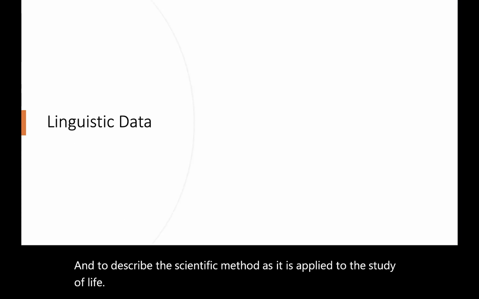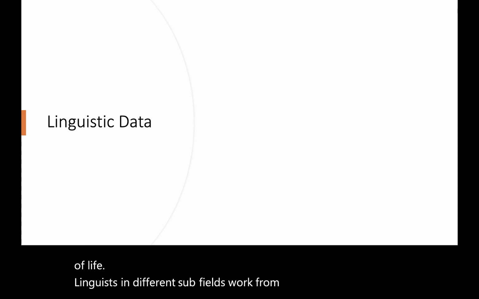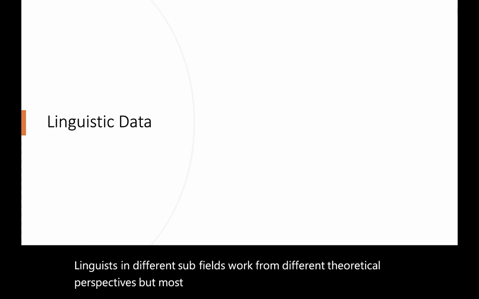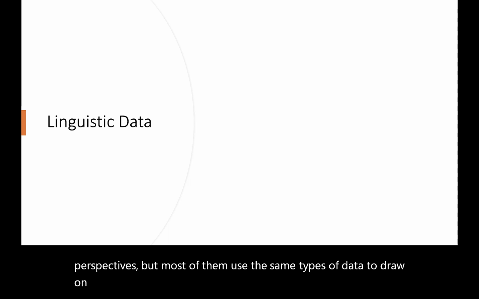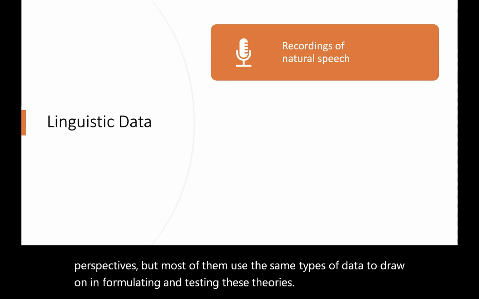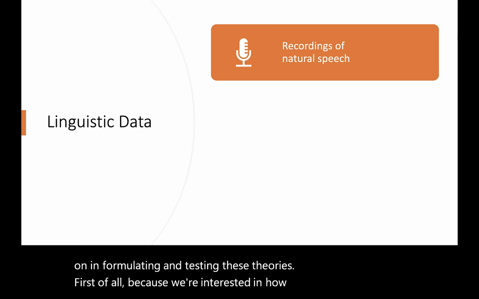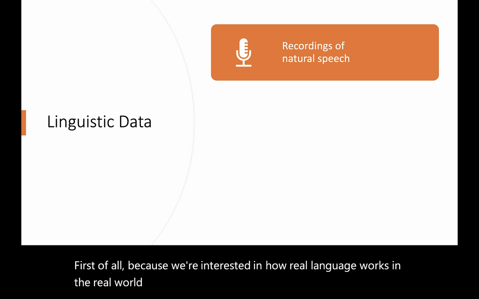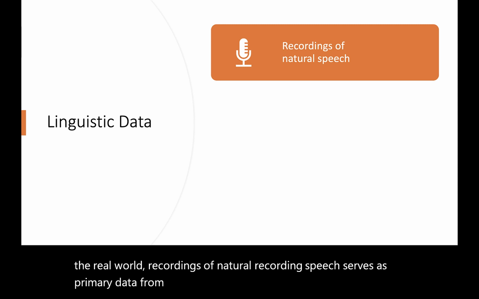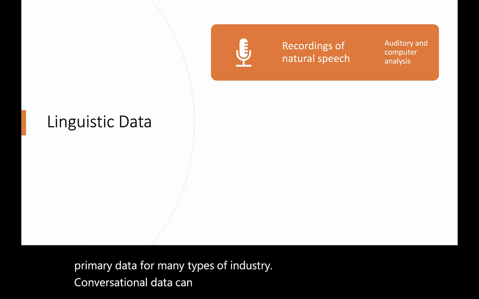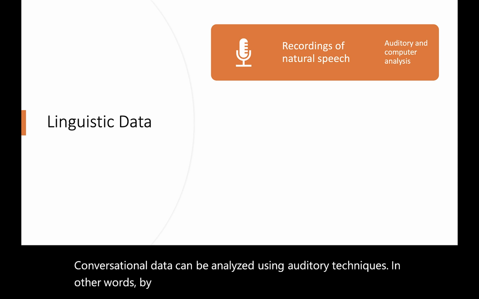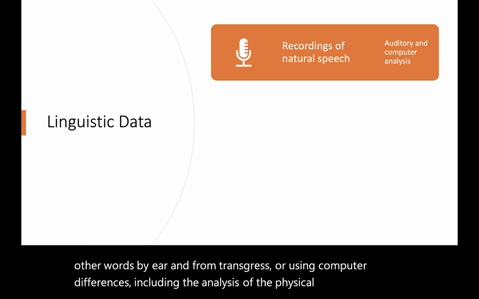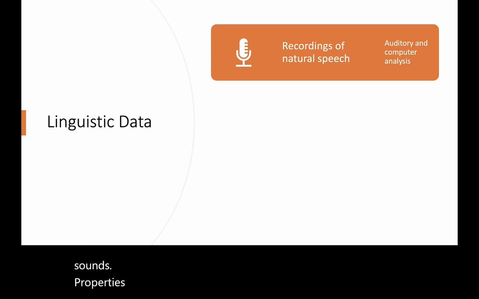Linguists in different subfields work from different theoretical perspectives, but most of them use the same types of data to draw on in formulating and testing these theories. First of all, because we're interested in how real language works in the real world, recordings of naturally occurring speech serve as primary data for many types of linguistic analysis. Conversational data can be analyzed using auditory techniques, in other words, by ear and from transcripts, or using computer techniques, including the analysis of the physical properties of sounds and morphosyntactic properties of whole utterances.